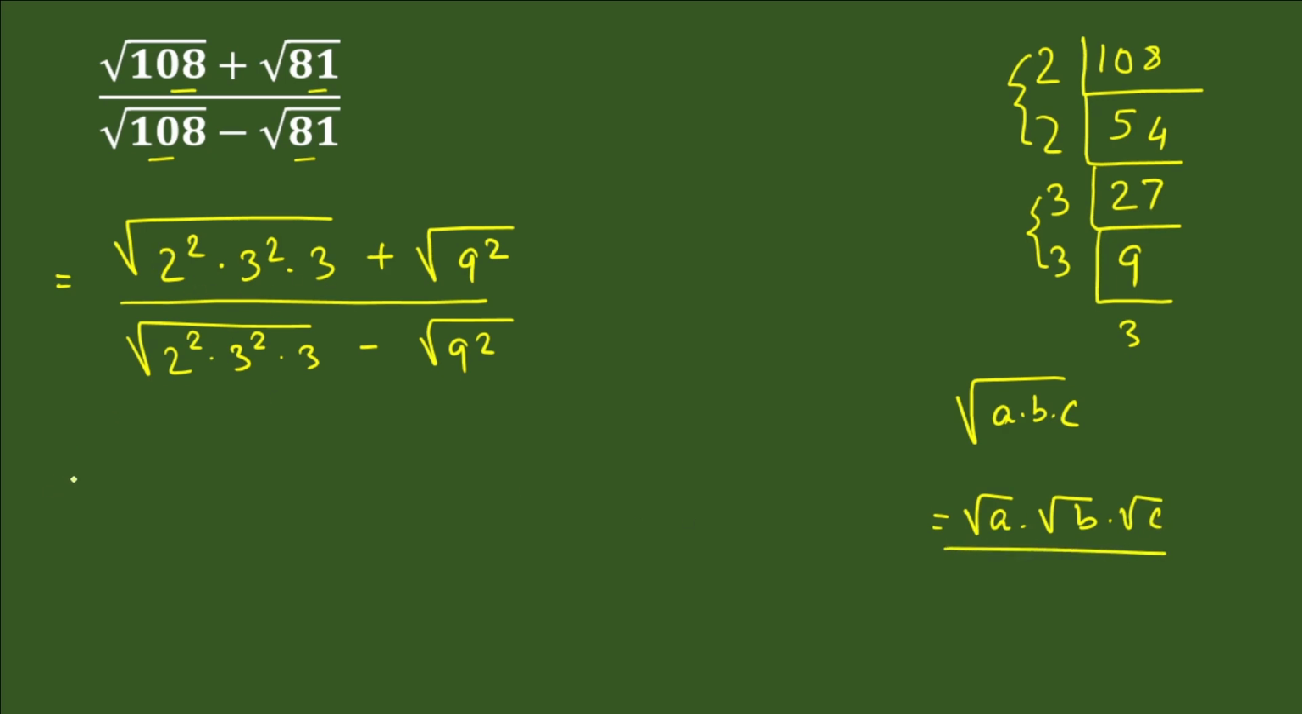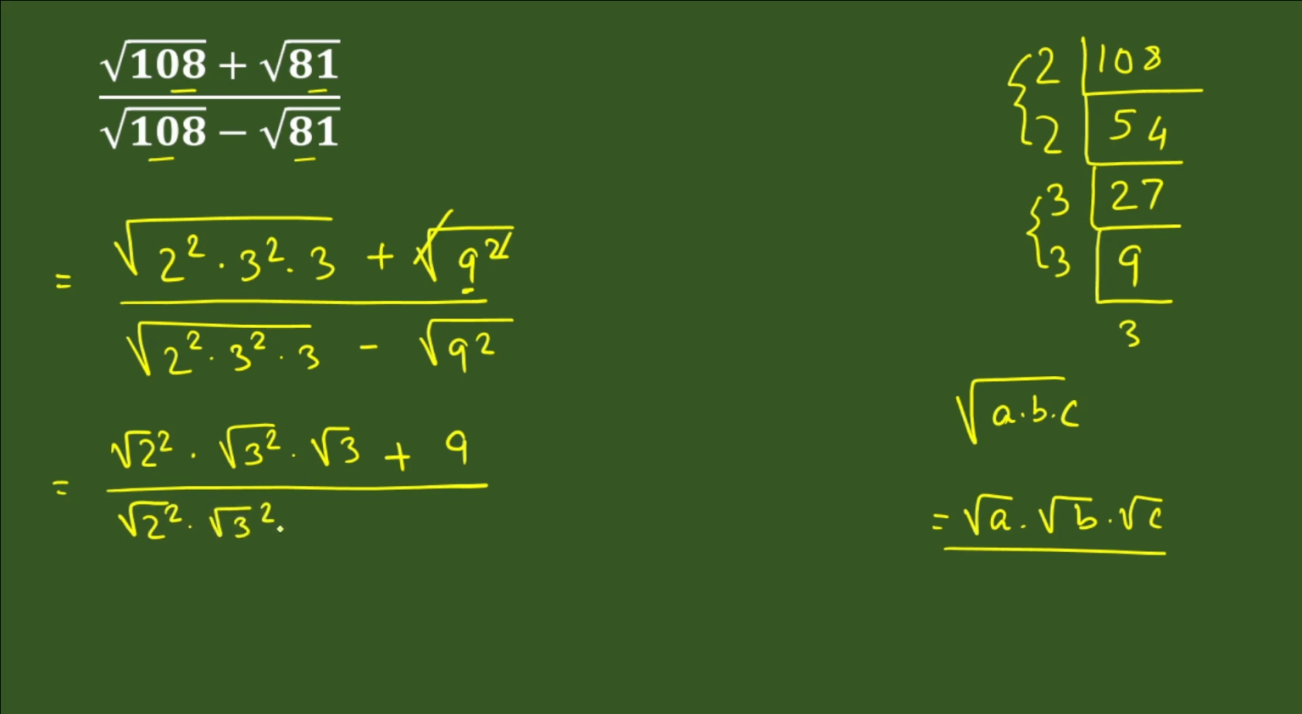Similarly, we'll segregate here. So now we can write square root 2 square multiplied by square root 3 square multiplied by square root 3. Now here we have plus, and the square root and square will be cancelled, so we'll simply write 9. Now divided by the same value, square root 2 square multiplied by square root 3 square multiplied by square root 3, minus, and here again the square root and square will be cancelled, so it is negative 9.